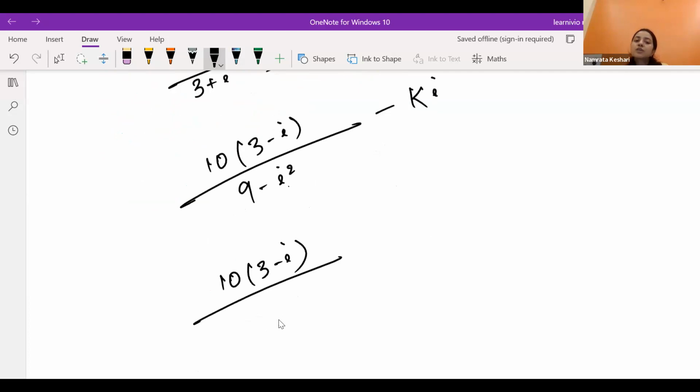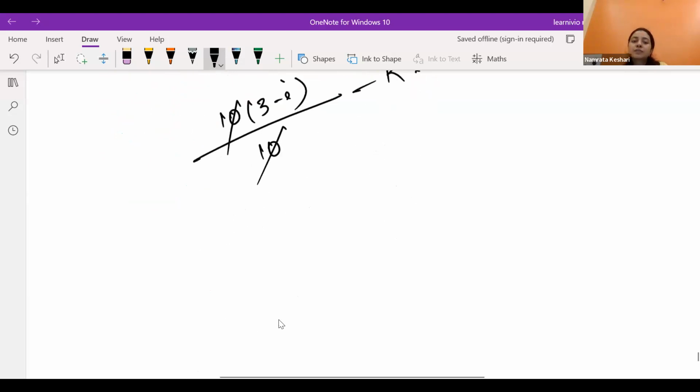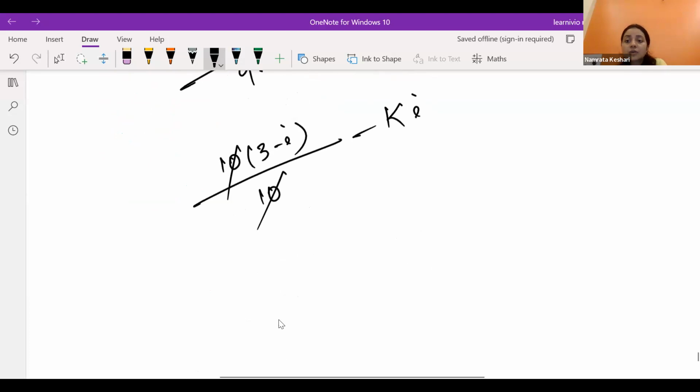I square is -1, 9 plus 1 is 10. 10, 10 gone. This is what we are having. Rationalization is allowed. We are multiplying the same thing in numerator and denominator. That means we are not doing any drastic change with the fraction. Okay. 3 minus i we got from here, minus ki is there.